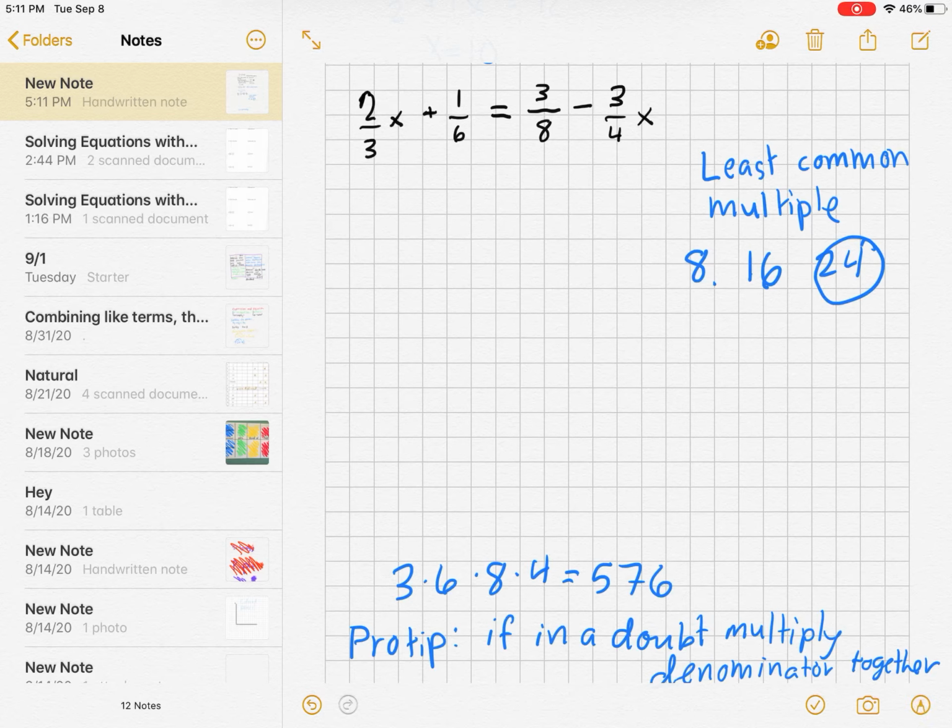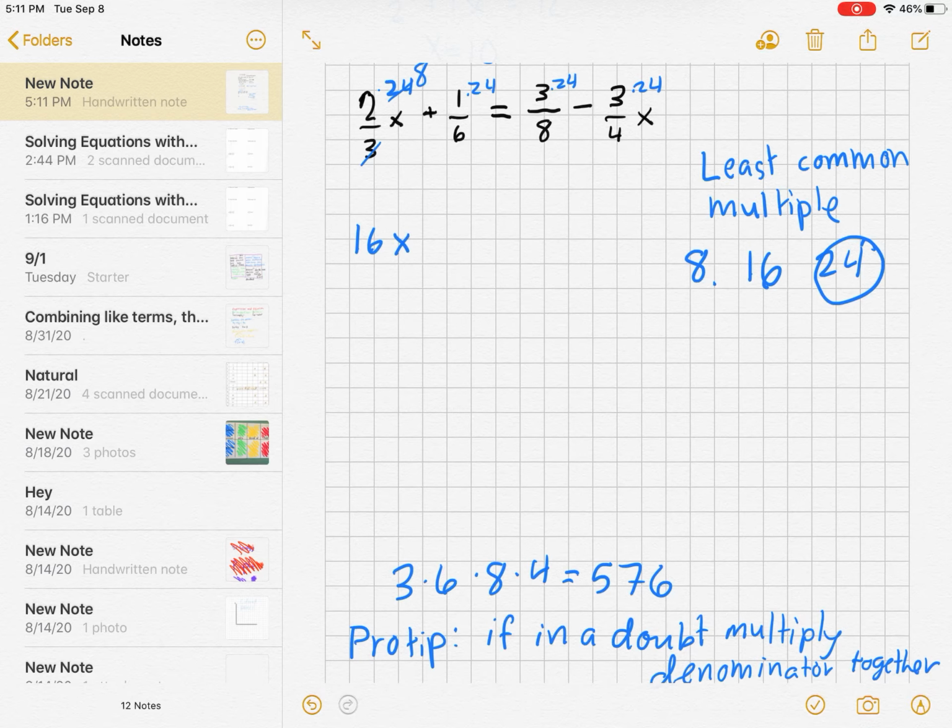So, now that we have our least common multiple, we are welcome to multiply 24 to each of the fractions. Two-thirds times 24 is going to be 16. The way I did that is 2 times 24 divided by 3, or I kind of think 24 divided by 3 is 8, and 2 times 8 is 16. Make sure the x is still there.